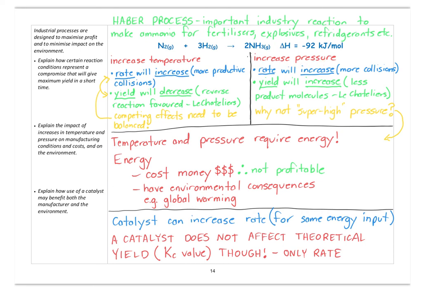They could also think about increasing pressure. If we increase pressure, the rate will increase because there'll be more productive collisions between the nitrogen and the hydrogen. So that's good. Also, the yield will increase because we have 1 nitrogen, 3 hydrogen, 4 molecules here, 2 product. If we increase pressure, it will try to decrease pressure, form less molecules, so you'd favour products.